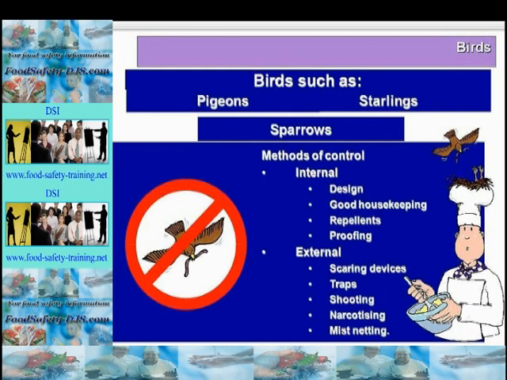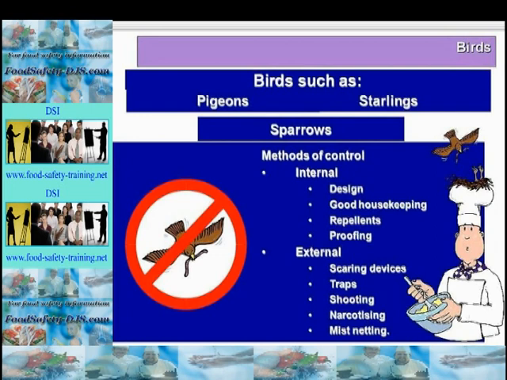The use of traps, and there's been some success with pigeons. The use of shooting externally, and this must be used with care. Narcotizing, using alpha chlorolose. Protected species, however, must be released, and you must have a license to do that. And mist netting, with very fine nettings fitted over door openings, etc. Again, any protected species must be released, and a license is required.